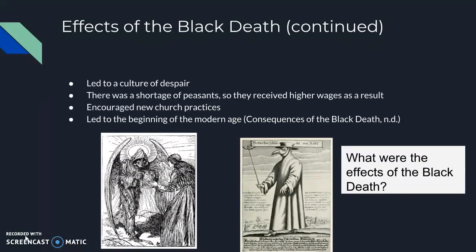Also, the effects of the Black Death: it led to a culture of despair. It led to artwork of people dying, and you've seen these pictures on the slides. There was a shortage of peasants, so they received higher wages as a result. Now, the death would hit all levels. It would hit priests, peasants, knights, everyone, okay? It would also encourage new church practices and also led to the beginning of the modern age as well. So this would end feudalism. And so I want you to take a pause and answer the question, what were the effects of the Black Death?